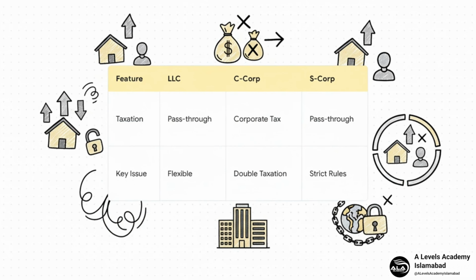So let's look at the quick and dirty breakdown. An LLC, super flexible. The profits kind of pass through to your personal tax return. A C Corp is the classic choice. It's what most big investors and VCs are used to. But there's a potential sting: double taxation.